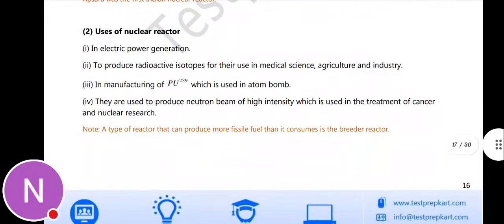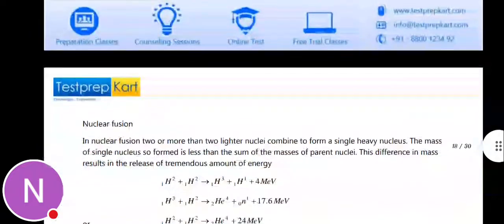Next, where can we use this nuclear reactor? It can be used in electric power generation, and also to produce radioactive isotopes for use in medical science, agriculture and industry, and in the manufacture of Pu-239 element which is used for the atom bomb. They are also used to produce neutron beams of high intensity which are used in the treatment of cancer and nuclear research.